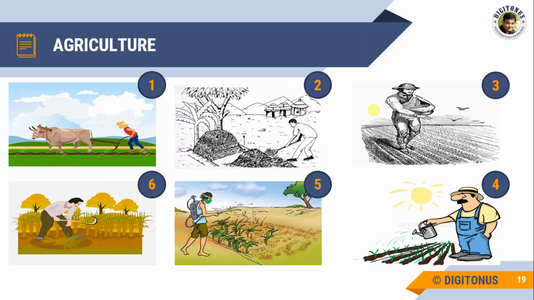After growing of plants, the field is irrigated. Pesticides are sprayed to protect the crops. After ripening, crops are harvested. Cutting and gathering of ripened crops is called harvesting.